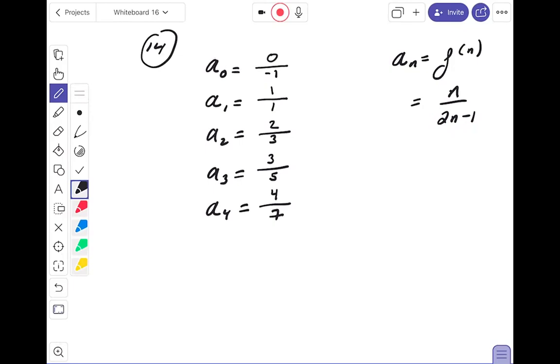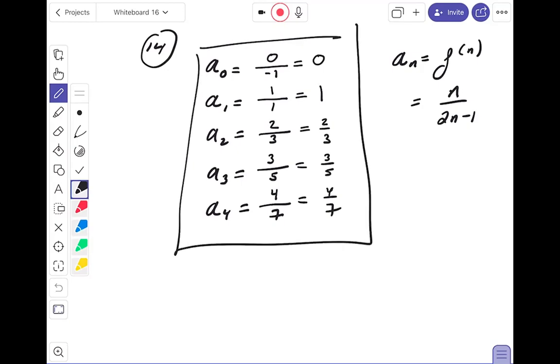All right, so I'm going to simplify them if I can. This, of course, is 0. This, of course, is 1. This is just 2/3, right? Can't do much with that. This is 3/5, and this is 4/7. All right, put a box on this over here and go look at my answer key. Again, if I make a mistake, I want to fess up to it. It says 0, 1, 2/3, 3/5, and 4/7.